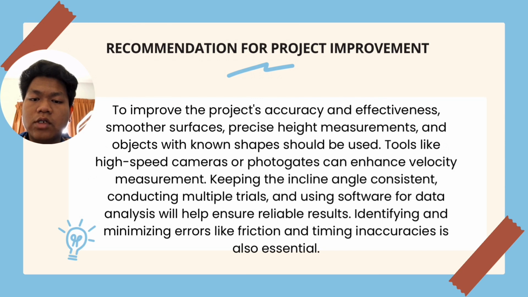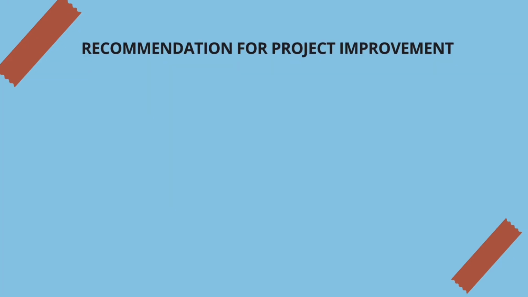Now we continue to the recommendation for project improvement. To improve the project's accuracy and effectiveness, a smoother surface, precise height measurements, and objects with non-uniform shape should be used. Tools like high-speed cameras or photo gates can enhance velocity measurement, keeping the inclined angle consistent. Conducting multiple trials and using software for data analysis will help ensure reliable results. Identifying and minimizing errors like precision and timing inaccuracies is also essential.